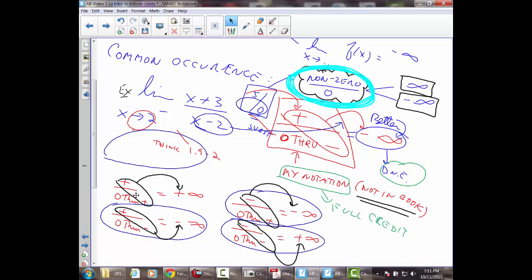So just to go over it, if you end up with positive over 0 through positive, that's positive infinity. Positive over 0 through negative is negative infinity. Negative over 0 through positive is negative infinity. And negative over 0 through negative is positive infinity. So it's like you always did. Divide a positive by a positive, you get a positive. Divide a positive by a negative, you get a negative.